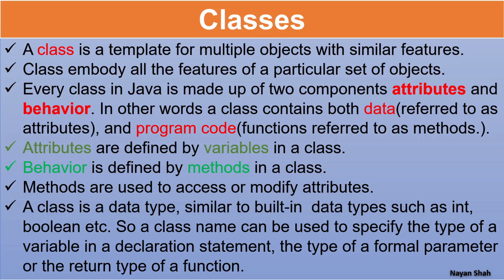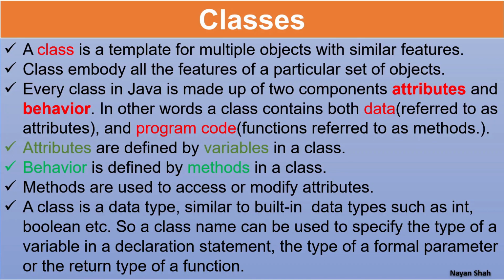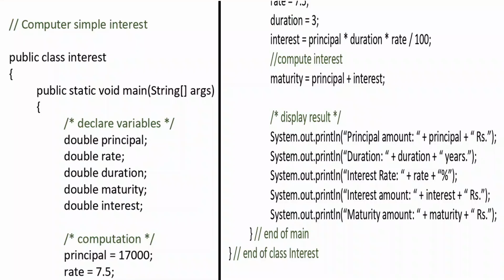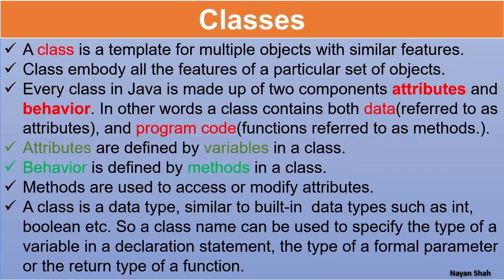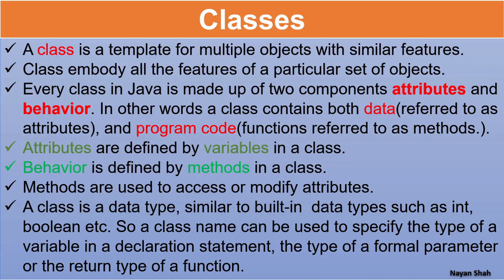Attribute, that is variables, as you saw here, we defined principal, rate, duration, maturity, interest, they are called attributes. And behavior, that is method, which we have not defined in this program any, but as you can see, there is a ready-made method system.out.println. So that is what we defined here. You can say this main is a method. So main method we have defined here, and then attributes are principal, rate, duration, and so on.